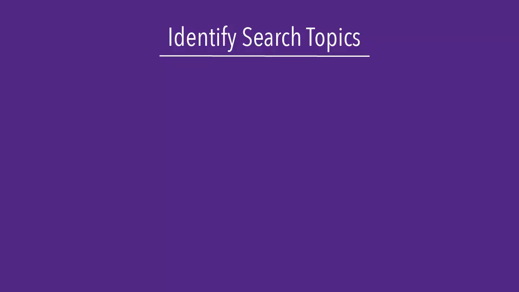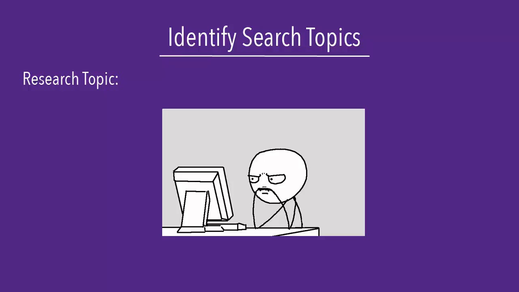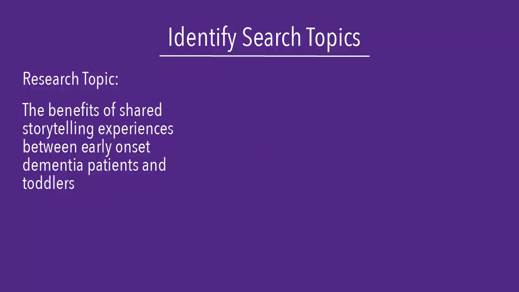Now that you know what a literature review is, you can start searching for articles. The first step is to identify your research topic. What is your working thesis statement? While you may be focused on a very specific topic, like the benefits of shared storytelling experiences between early onset dementia patients and toddlers, you will have to think a little more broadly for your literature review.